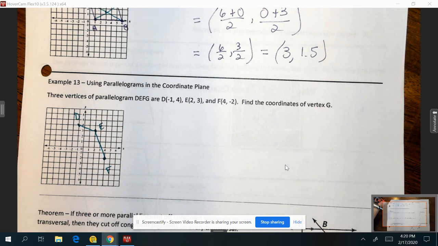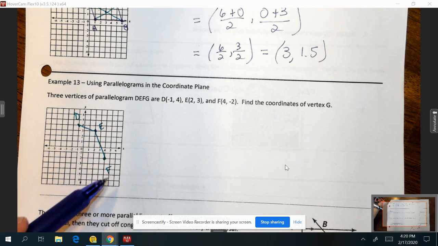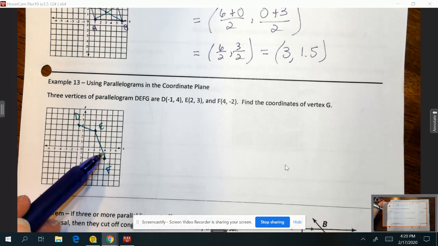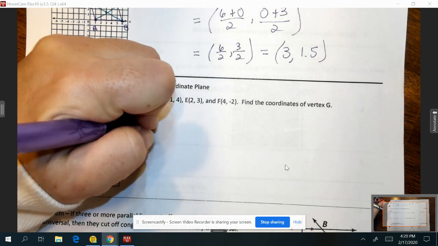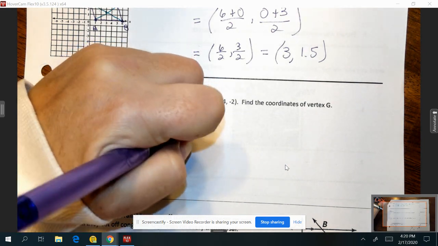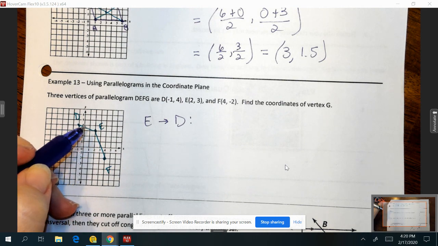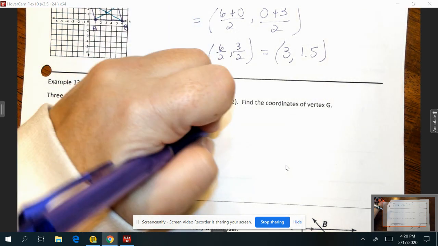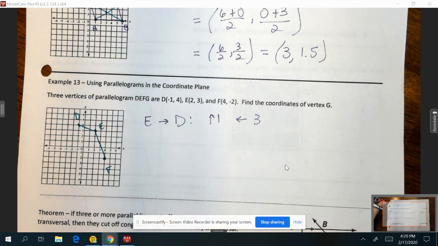Okay, so what you're going to do is use the idea of slopes to find that parallel slope. So parallel slope has the exact same slope. So if I go E to D, that should be the same slope as F to G. Okay, so to go from E to D, I'm going to give myself a note. I'm going from E to D, and to do that, I go up 1 and backwards 1, 2, 3. So I went up 1 and backwards 3.